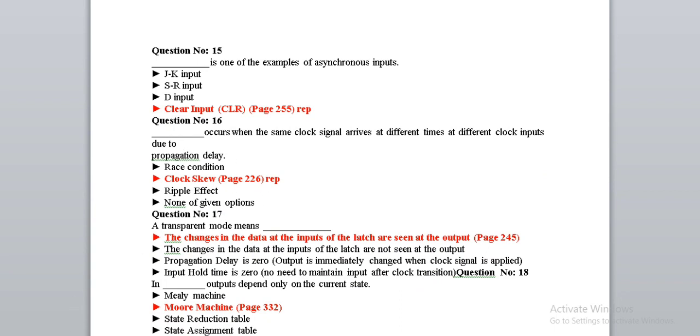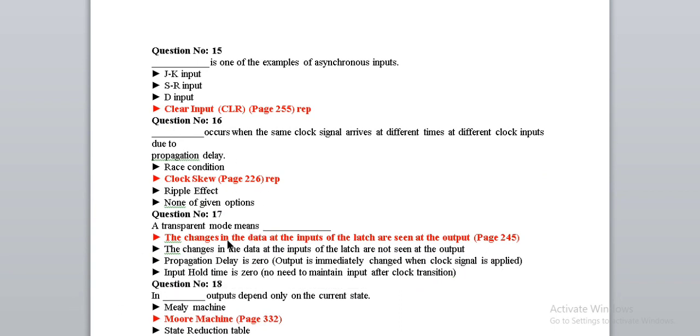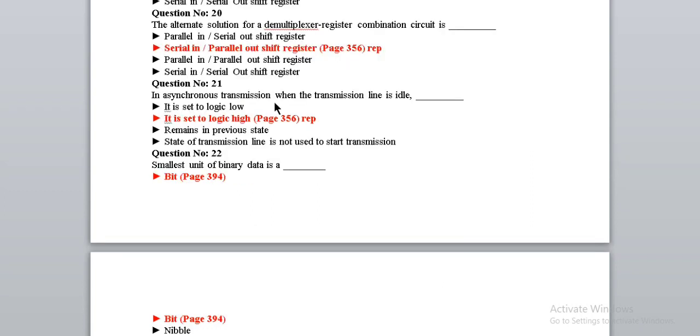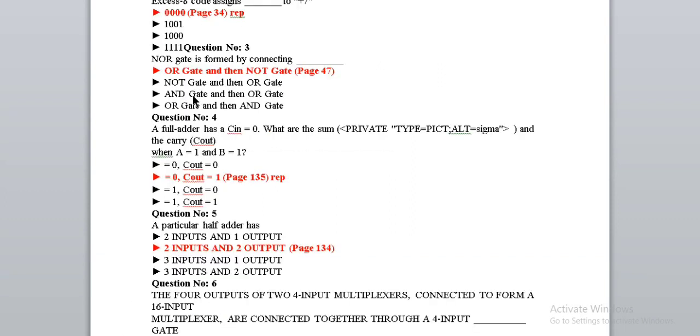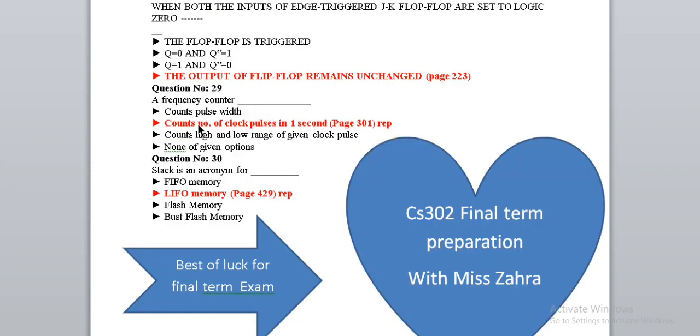A transparent mode means the changes in data at the input of the latch are seen at the output. In dash, outputs depend on the current state: Moore machine. In asynchronous transmission, when the transmission line is idle, it is set to logic high. Smallest unit of binary data is bit. NOR gate is formed by connecting an OR gate and then a NOT gate. A particular half adder has 2 inputs and 2 outputs. A frequency counter counts the number of clock pulses in 1 second. Stack is an acronym for LIFO memory.